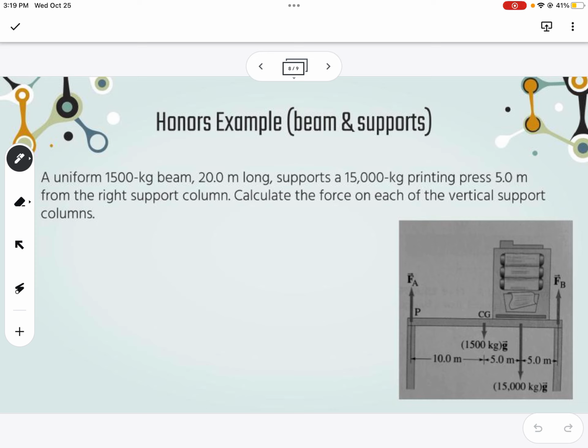Okay, so the first thing we're going to do here is analyze the forces at play. I have some kind of support force at this end, and some kind of support force at this end. I have this uniform beam. This CG here represents the center of gravity.